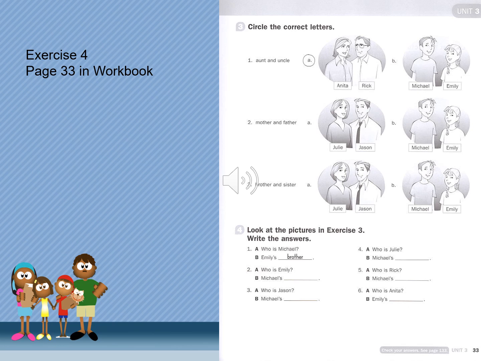Now let's look at Rick. Remember, Rick's up here in number 1. Rick is Michael's. Can you guess? Michael's what? And Anita, number 6, Anita is Emily's what? What is she to Emily? Here are the answers. Compare what you see on the screen to what you did in your book. How did you do?